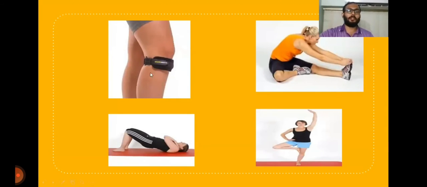If the patient needs to continue sports activities, we can advise this particular strap. This is a patellar strap. We can advise this in the initial phase, and these exercises should be advised. The exercise is important in Osgood-Schlatter.